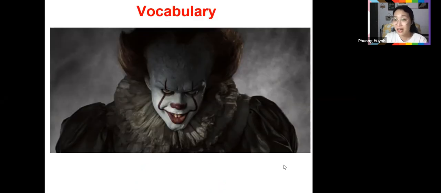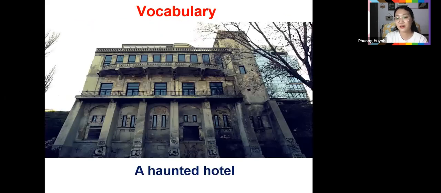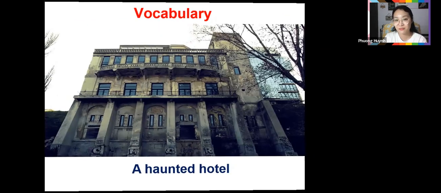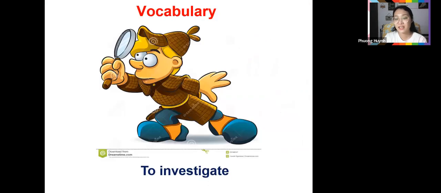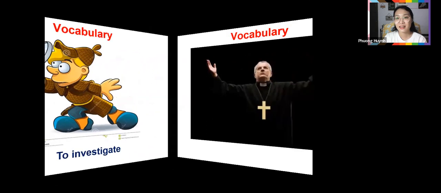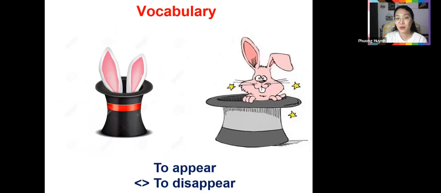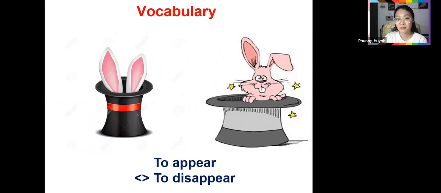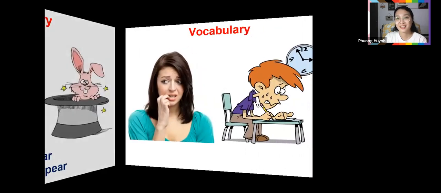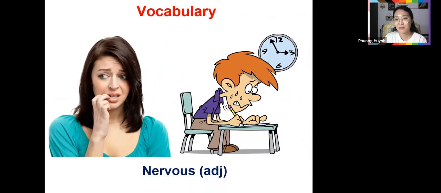Right. So now let's just have a quick review about some vocabulary that we have seen so far. First one, we call it the haunted hotel. Second one, investigate, điều tra một vụ án. Next one, a priest, linh mục. Next one, a journalist, phóng viên. Next one, appear, disappear, xuất hiện và sau đó biến mất. Rồi, next one, nervous, cảm giác lo lắng trước một kỳ thi hoặc là buổi phỏng vấn nào đó. Mình có cái tính từ này.